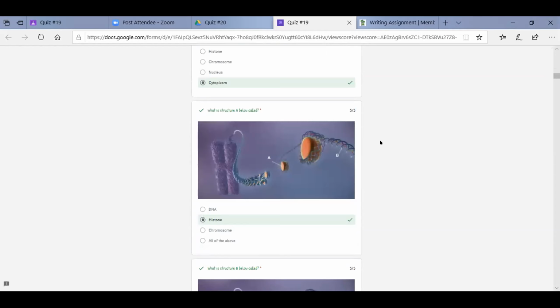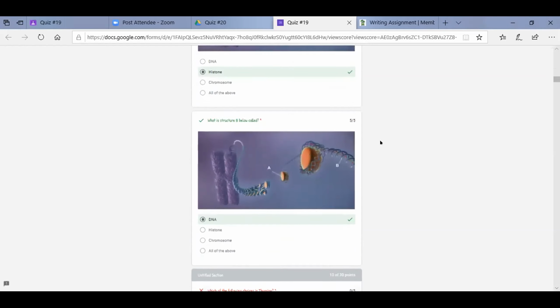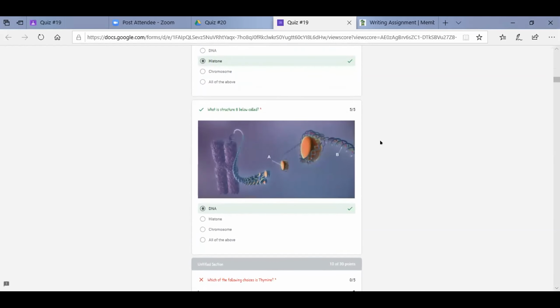Structure A. It is not DNA. It is not a chromosome. It is not all of the above, so it's a histone. Structure B is a very long strand of DNA.